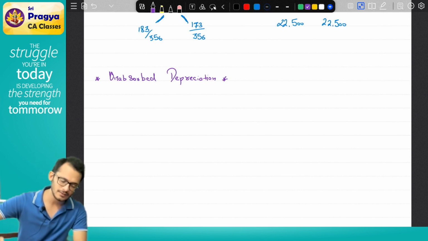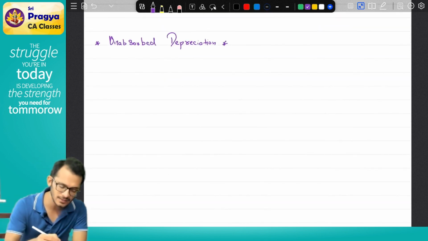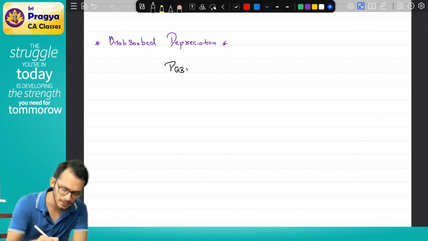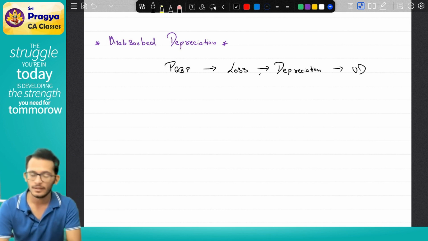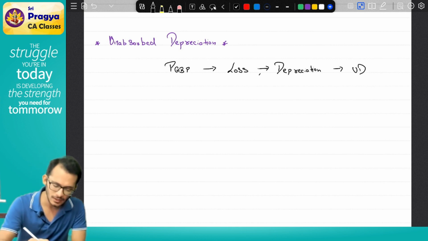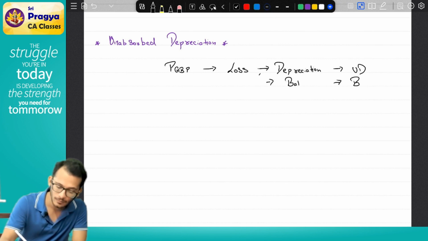So therefore, what happens is section 32 comes and says, if the PGBP ends up in a loss, then in that case, to the extent the loss pertains to depreciation, that will be called as UD, unabsorbed depreciation, and the balance will be called as business loss. How do you work this out, Rahul? Let's take some examples.